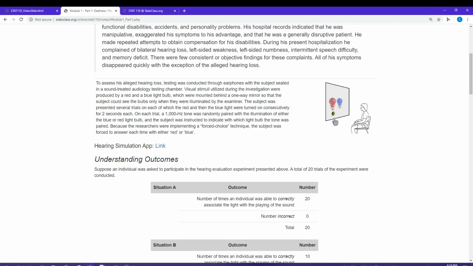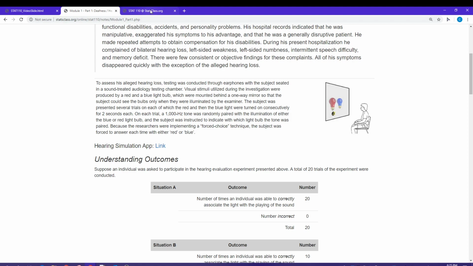Now a sound was played with one of those lights. So sometimes maybe it was the red light that had the sound being played when it was on, or sometimes when the blue light was on, the sound was being played. And this was done randomly between these two lights. This individual just had to identify which light was on when the sound was being played. So it's an atypical hearing test.